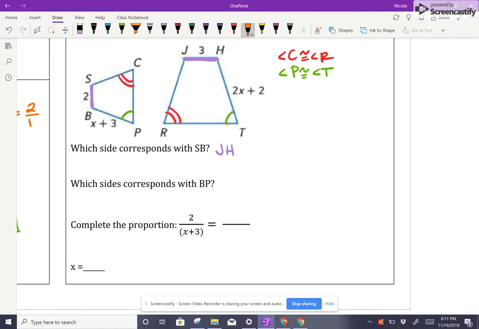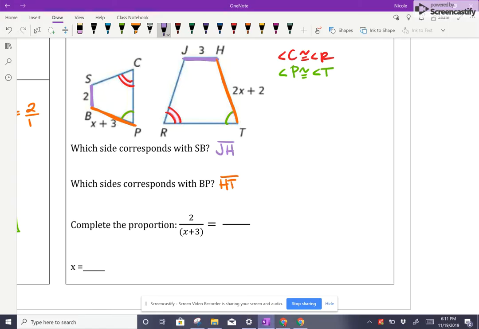Then we have which side corresponds to BP. BP is along the side here. It touches B and P. It touches the green marked angle, the single marked angle, so that's going to correspond to HT. Now, it's kind of obvious here because those are the only ones with given information, but it's not always going to be like that. Sometimes all of them will have information and it will be misleading. So just make sure you match up which angles you're talking about in order to have all the complete information.